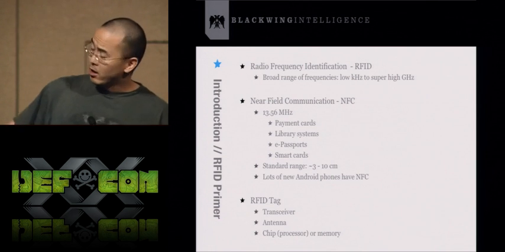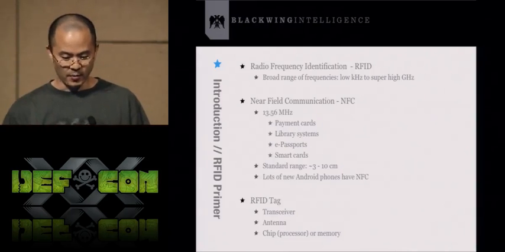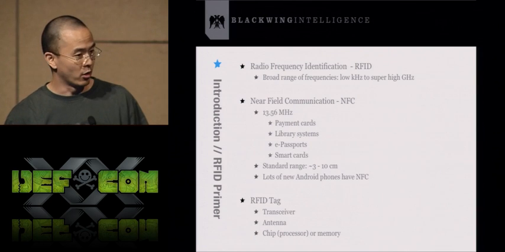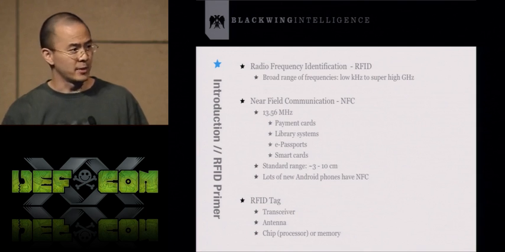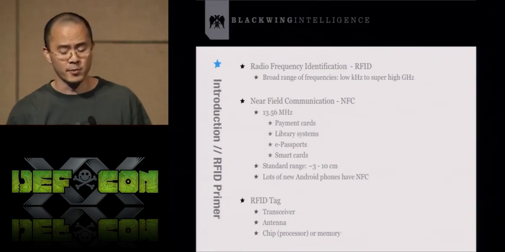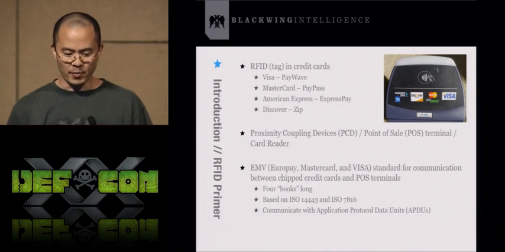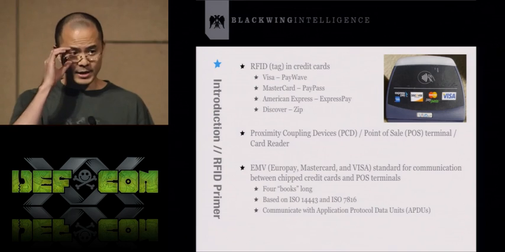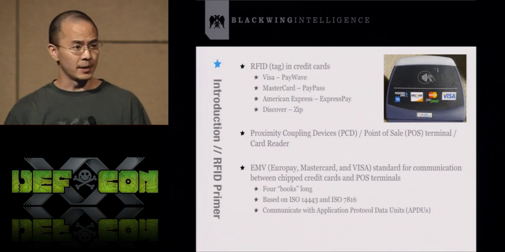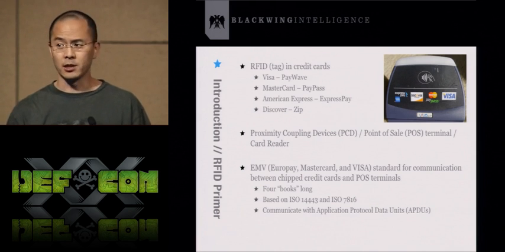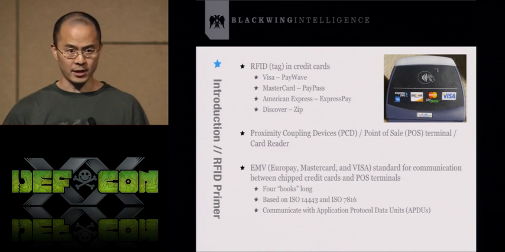Now, an RFID tag basically consists of a transceiver, which is a transmitter and receiver, an antenna, and a memory or a chip processor. So when you scan an RFID tag, it'll either spit out what's in memory, or it'll do some processing and then spit out some information. For this talk, the RFID tags we're particularly interested in are the ones in credit cards. Visa, MasterCard, all these credit card companies have their own proprietary name for the technology they use, but really the underlying technology is all the same. It's the same basic RFID stuff.